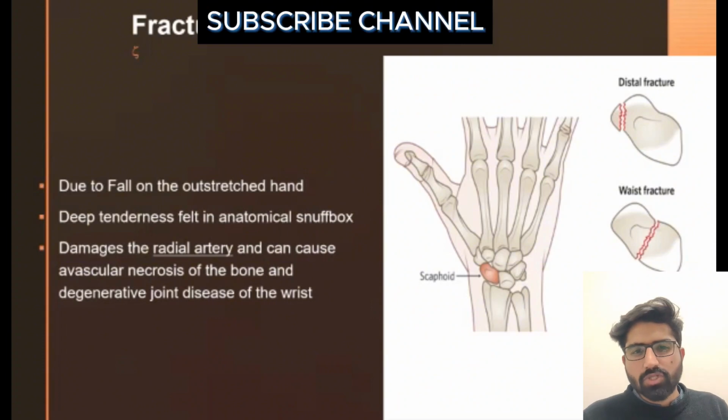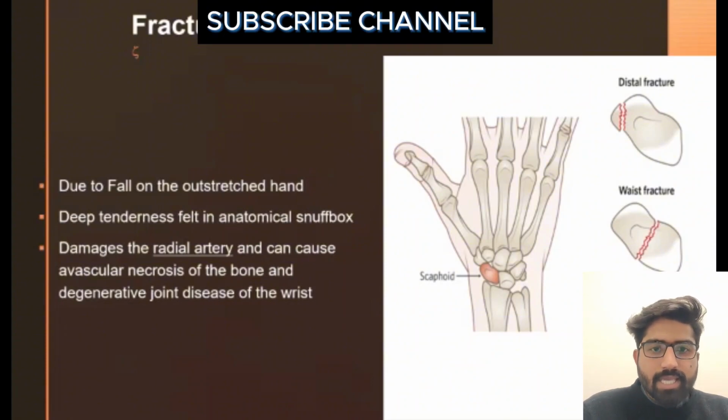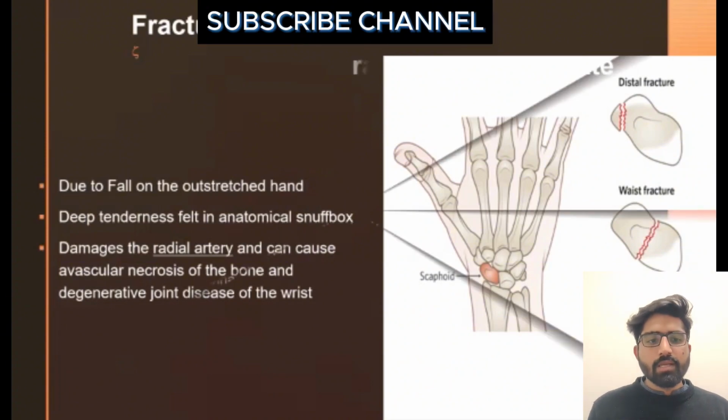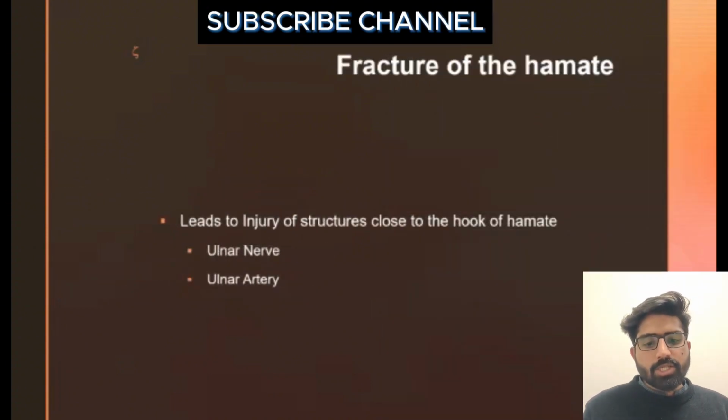It will cause damage to the radial artery and can cause avascular necrosis of the bone and degenerative joint disease of the wrist. Actually, there are two bones in the body which can be affected, where fracture will lead to avascular necrosis. First is the scaphoid, and the other bone of the body is the femur. Whenever there is a fracture of the neck of the femur, it will lead to avascular necrosis of the head of the femur, and the other bone which can be affected by avascular necrosis is the scaphoid.